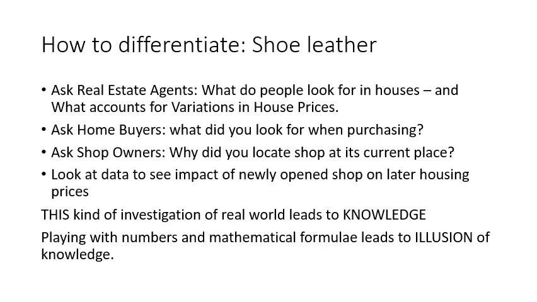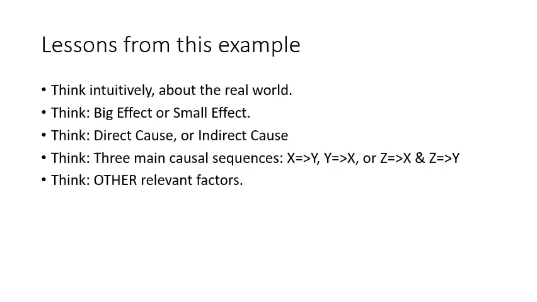We could ask shop owners, why did you locate your shop at the current place? And with some data, we could look at whether a newly located shop causes a rise in prices at later points of time. All of this investigation of the real world leads to real knowledge, as opposed to playing with numbers and mathematical formulas, which leads to the illusion of knowledge. You get the idea that by running a fancy regression on data, you're getting some knowledge, but in fact all you're getting is an illusion.